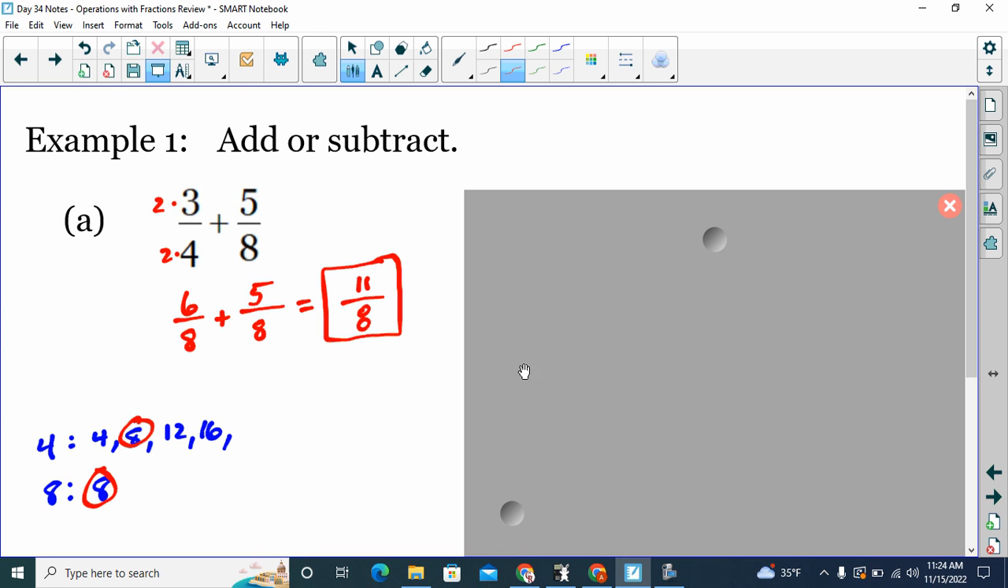If you want to change it to a mixed number, you can. You could write it as 1 3/8. I would leave it as 11 over 8.